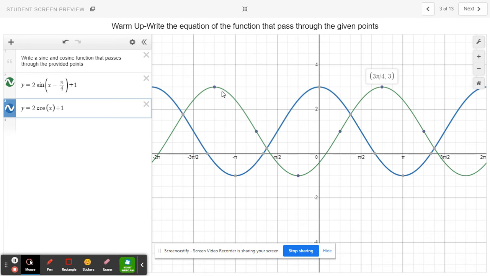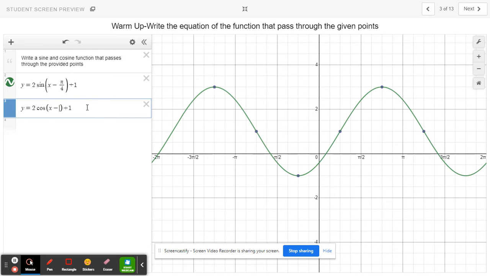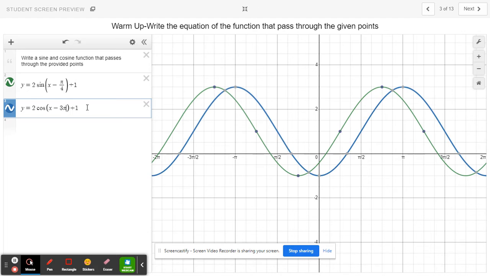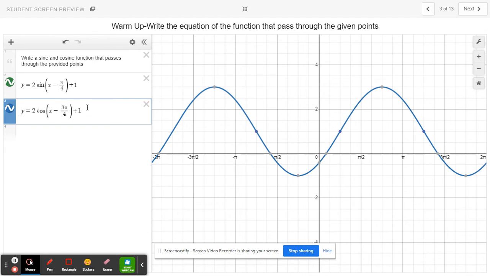and I want to come over to 3pi/4, so I have to shift it to the right 3pi/4, or I could go all the way to the left, negative 5pi/4, or to the left 5pi/4. Either one will work here, so let's just go to the right 3pi/4, so minus 3pi/4. Now you can see that it matches up, and we're good to go.